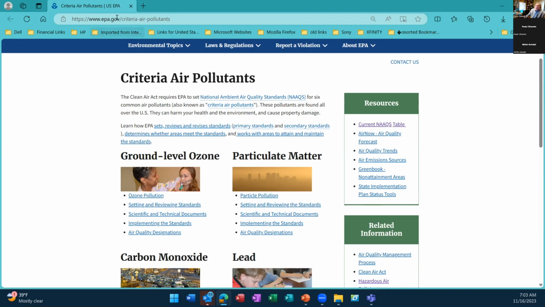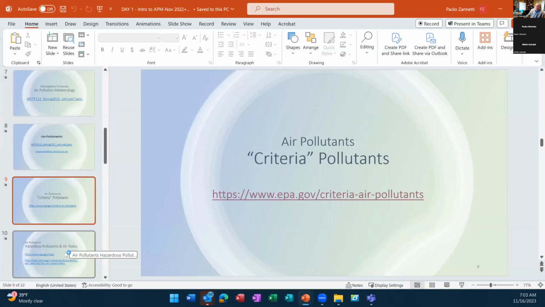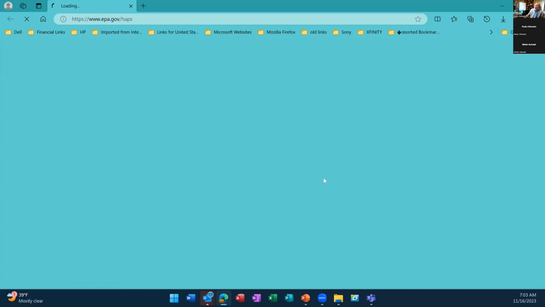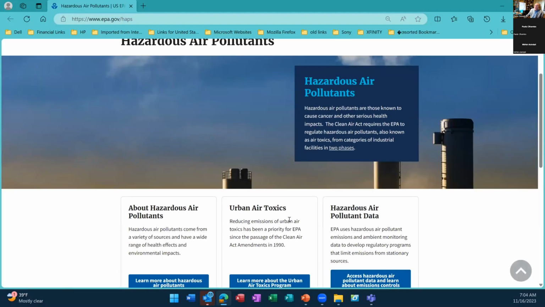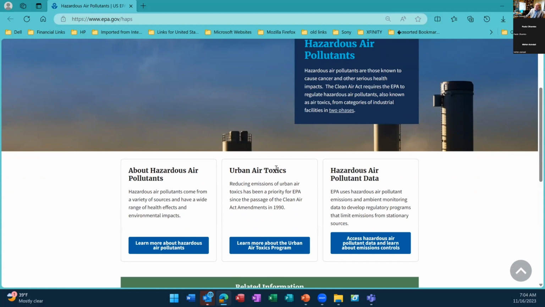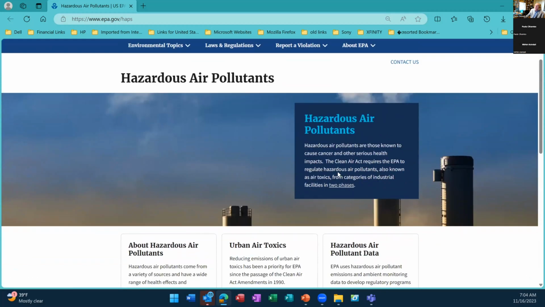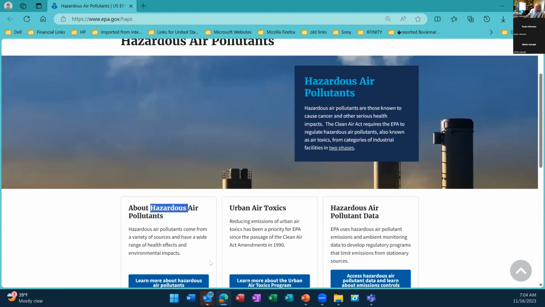So these are the criteria. Then there are the hazardous air pollutants and air toxics. Hazardous air pollutants are defined. They include toxics, of course, but they also include pollutants that may cause explosion, for example, or damage to the environment, not necessarily to human health. So in this section of the EPA site, you find more information on what we define as hazardous air pollutants. They are dangerous for several reasons.